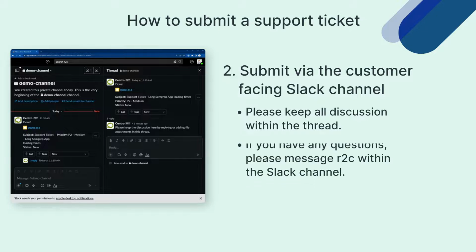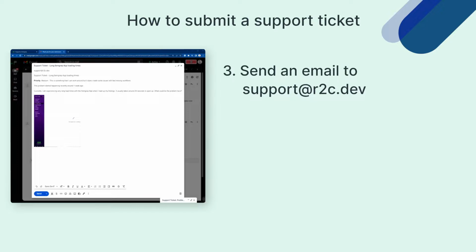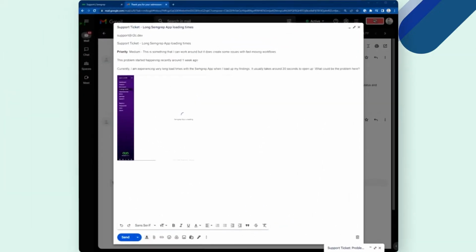If you have any general questions about the email or about the Slack channel workflow, please message R2C in your Slack channel and we'll have someone to answer your questions for you. The final way of sending support tickets to R2C is via email itself. Please use your work email and send the ticket information over to support@r2c.dev. The information that should be included in the email is extremely similar to the other forms that we described earlier, and therefore we will not go into this too deeply.